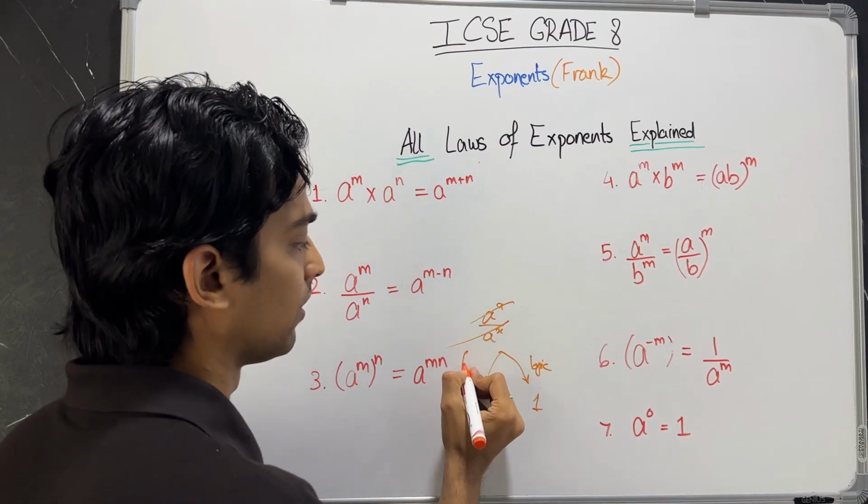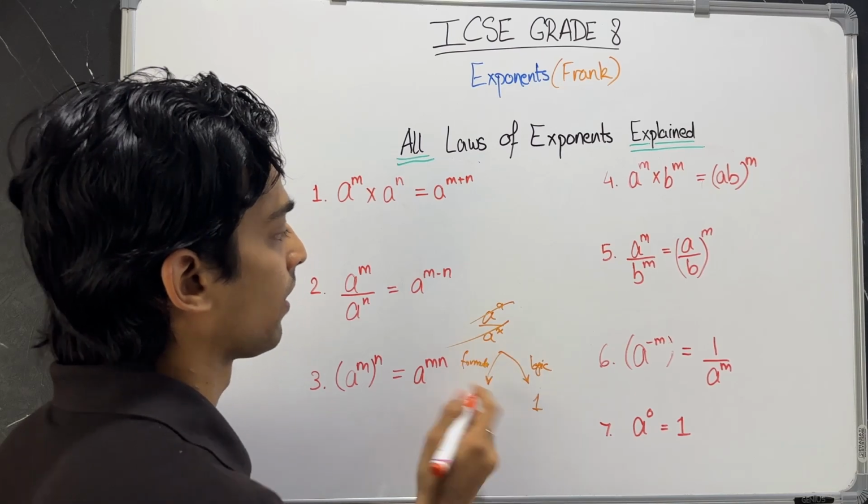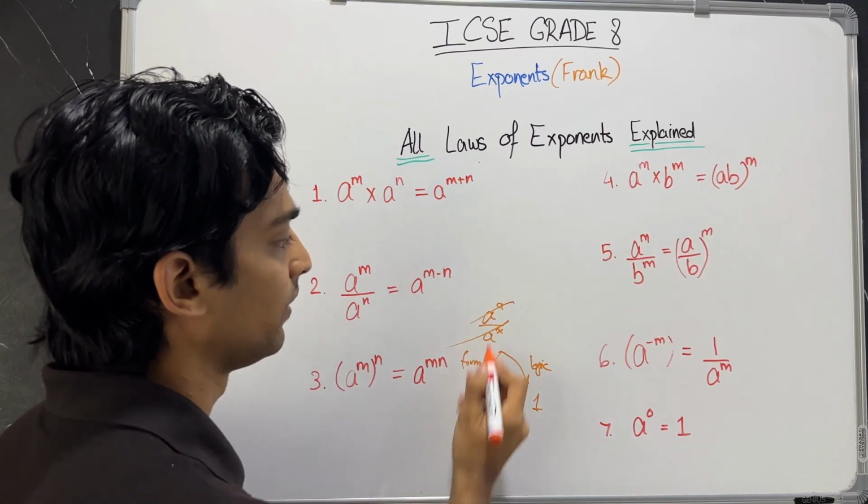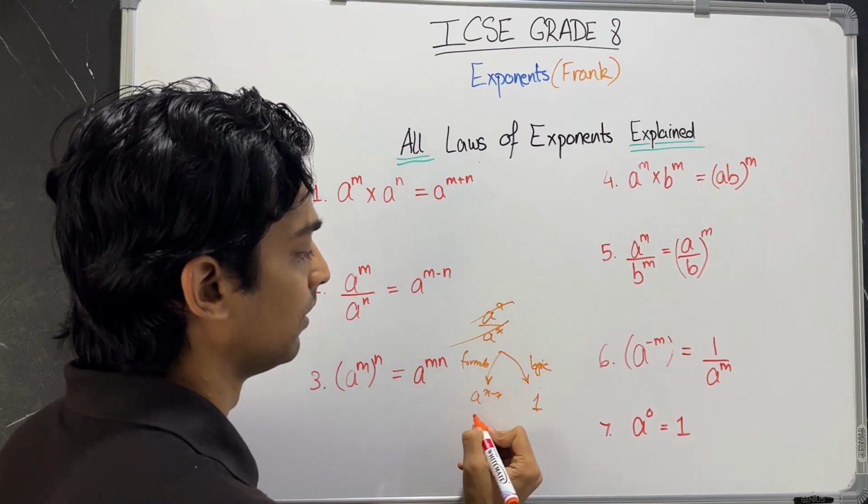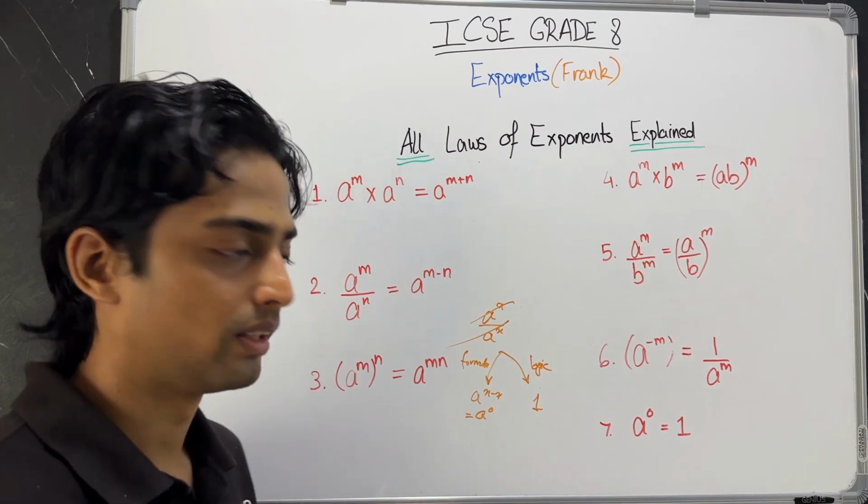Now let's use formula. Formula here. So a raised to m minus n. So we get a raised to x minus x, which is nothing but a raised to 0. That is why a raised to 0 equal to 1.